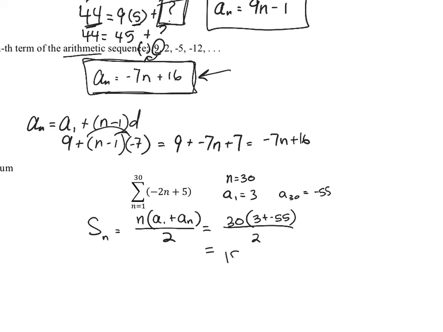So that's 15 times negative 52, and that's negative 780. So the sum of the first 30 terms of that sequence is negative 780.